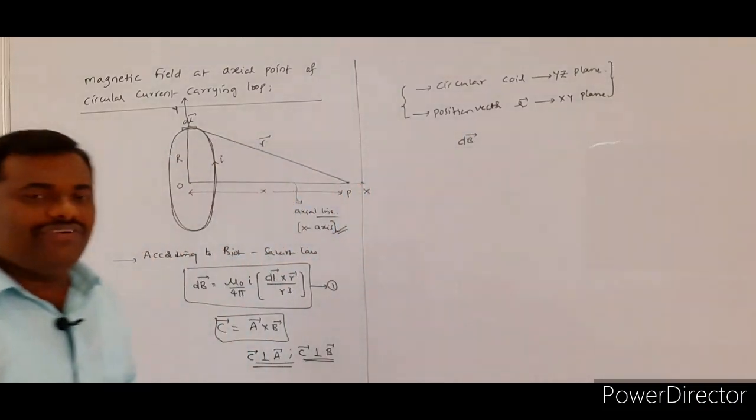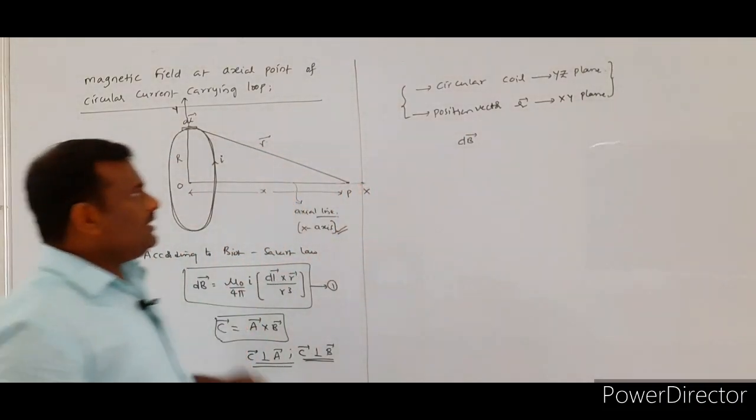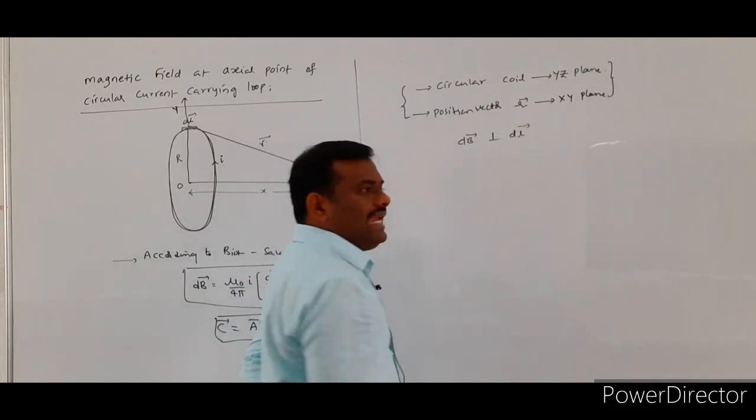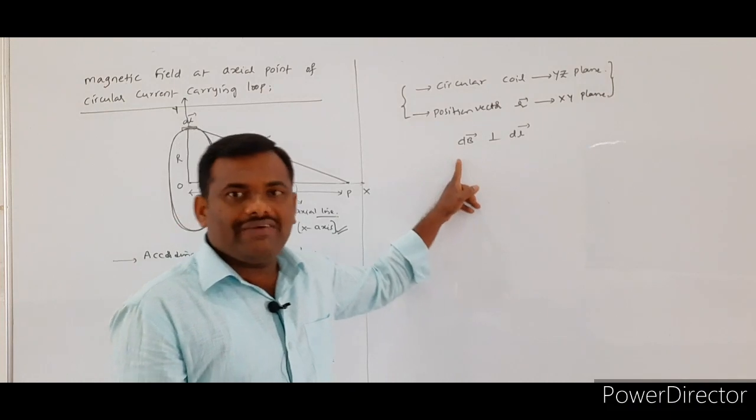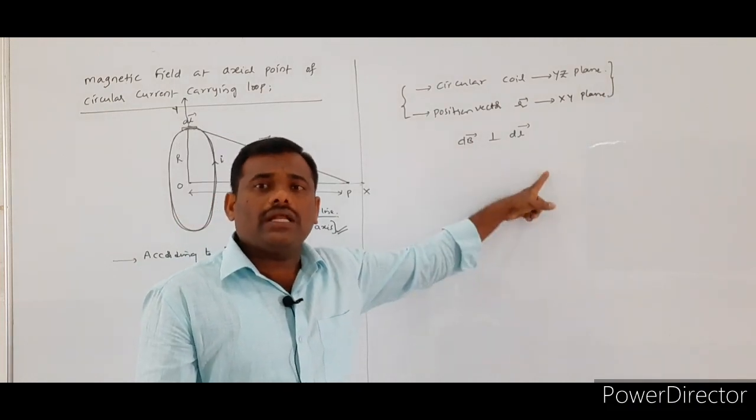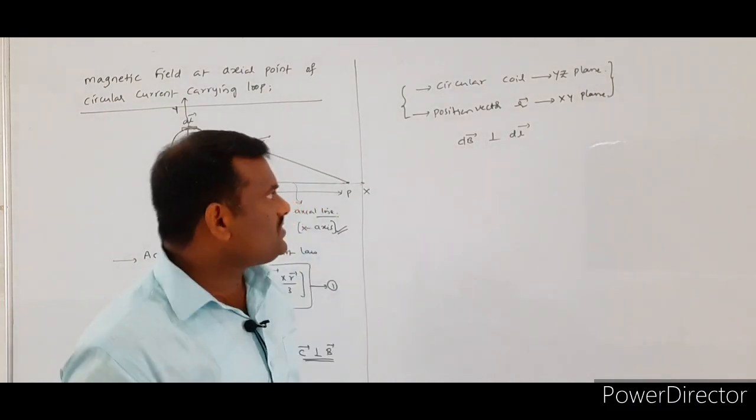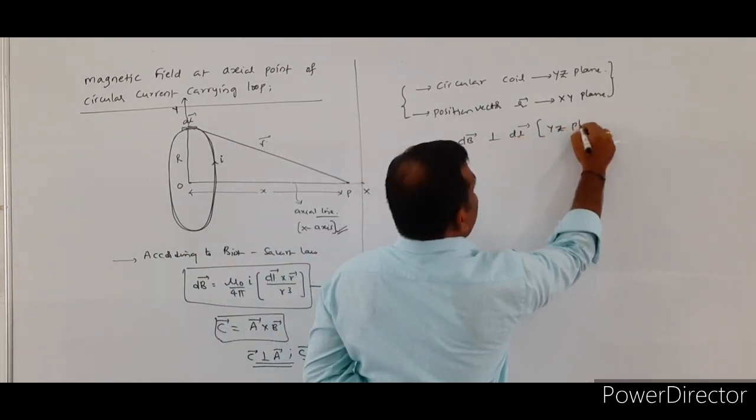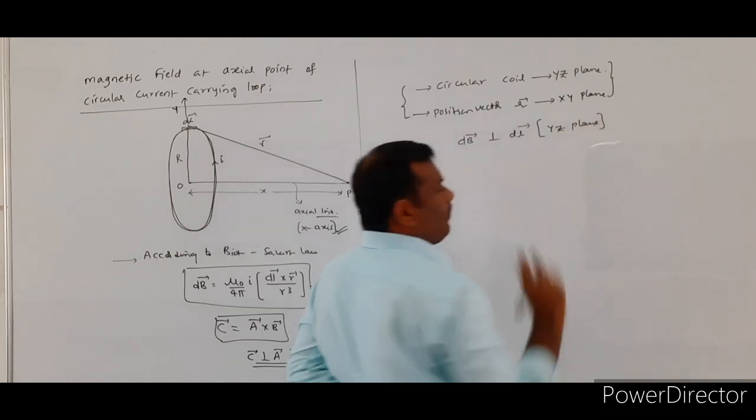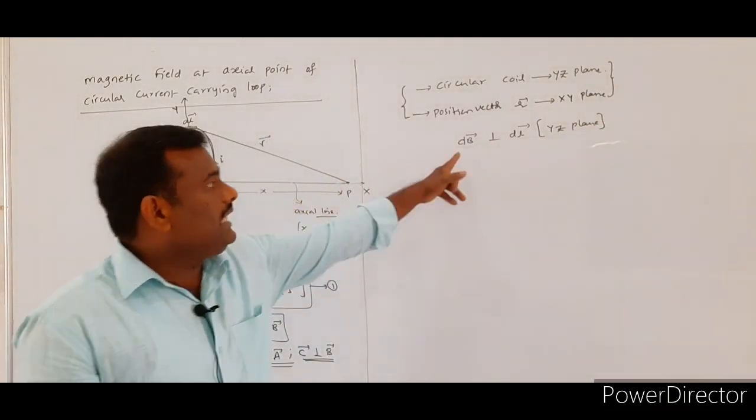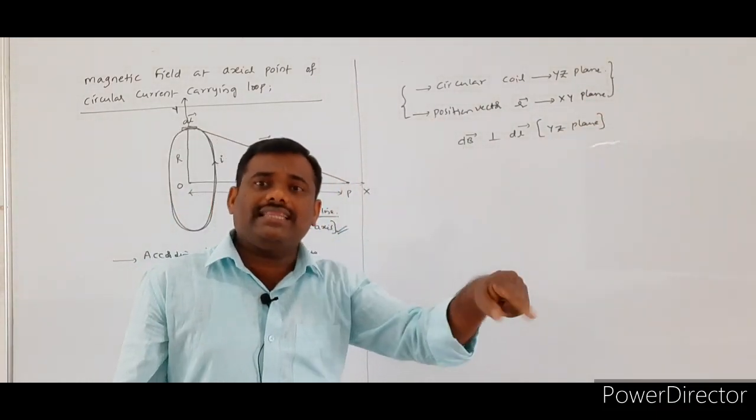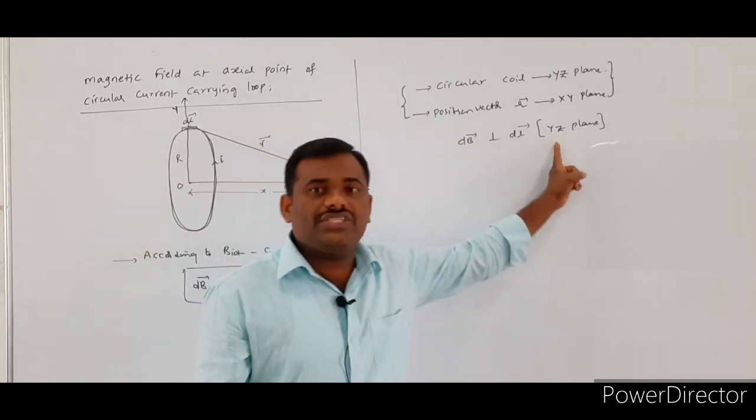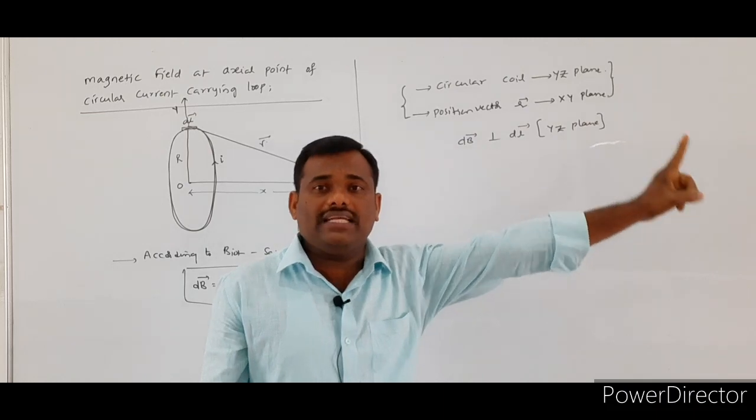So, from this basic idea of the cross product, I will write that the magnetic field intensity dB bar is perpendicular to dl bar. The magnetic field vector dB bar is perpendicular to dl bar. That means dl bar is in the YZ plane. That means dB bar will exist in the plane which is perpendicular to the YZ plane.